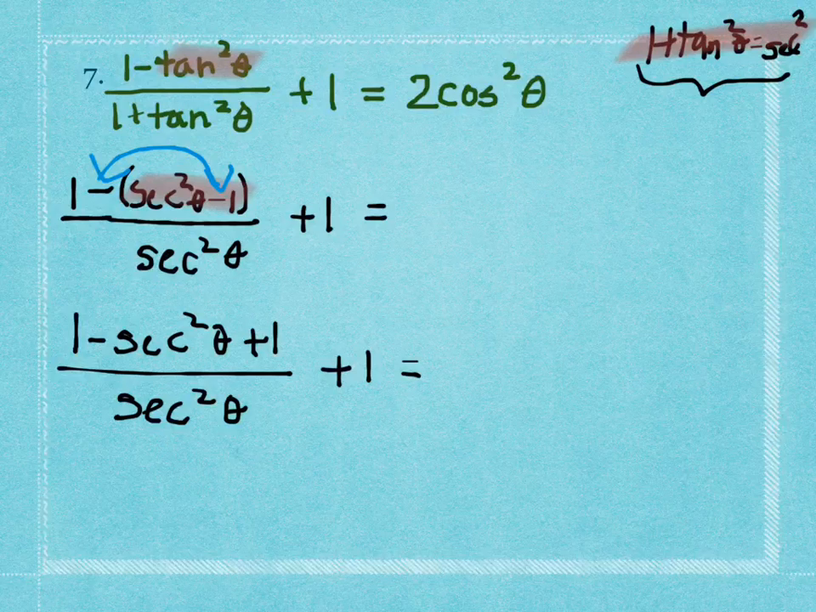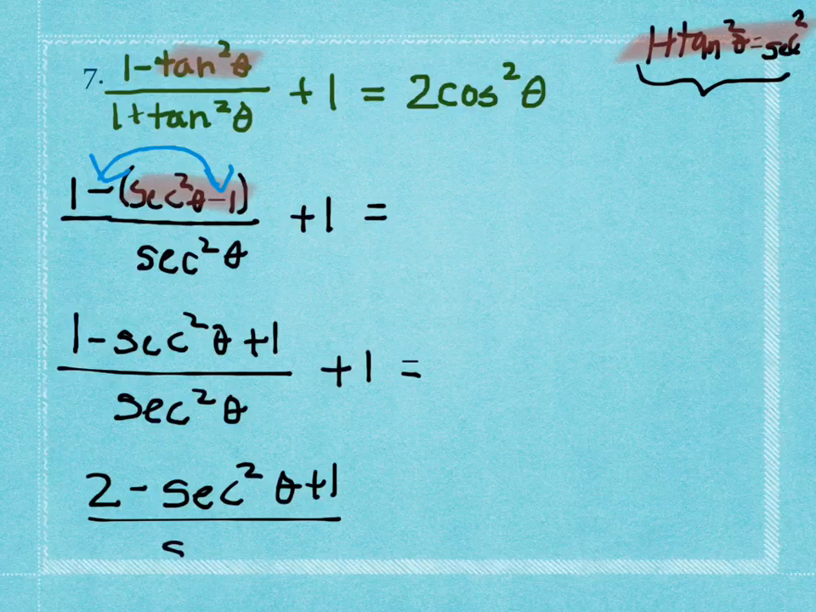Okay, is everybody okay to this point? What do you think I might try next? Okay, I can add the ones that are currently in the numerator. Sure, no problem. So this is going to be 2 minus secant squared theta plus 1 over secant squared theta. And I've still got the plus 1 on the outside that started there, right?